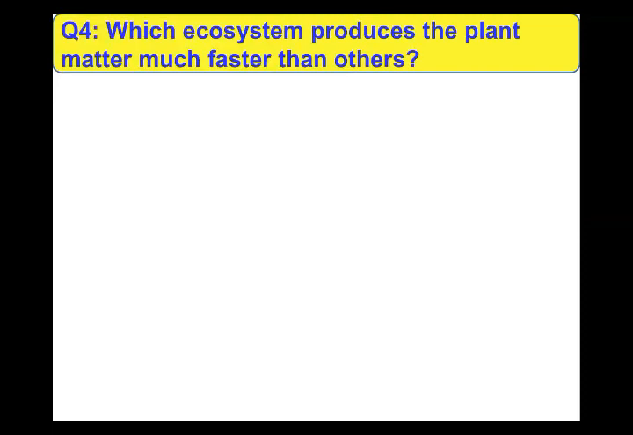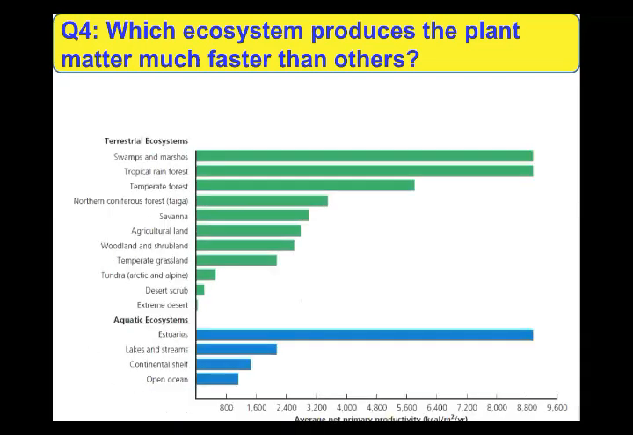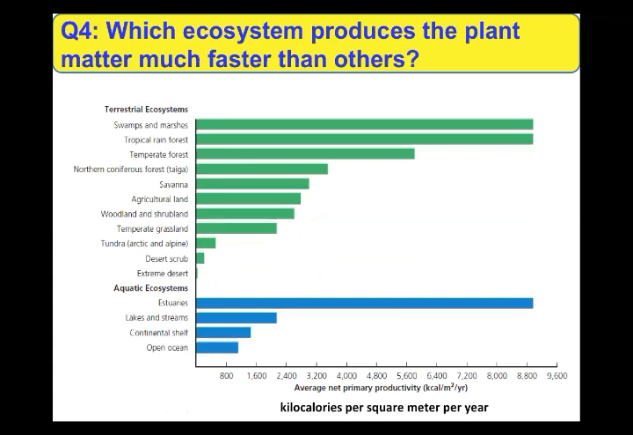Which ecosystem produces the plant matter much faster than others? What does it mean? Plant matter means the biomass. The level of the biomass also directly indicates the amount of photosynthesis as well as the storage of the food in an ecosystem. We can divide into two: one is the terrestrial ecosystem as well as the aquatic ecosystem.